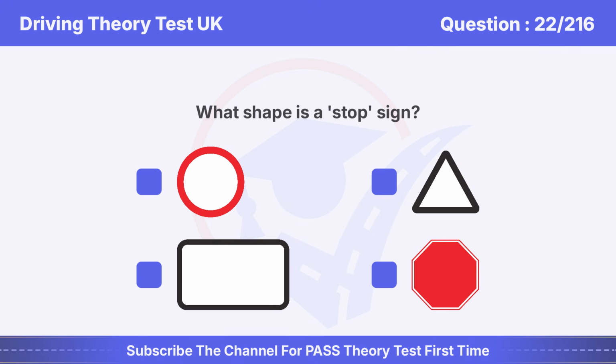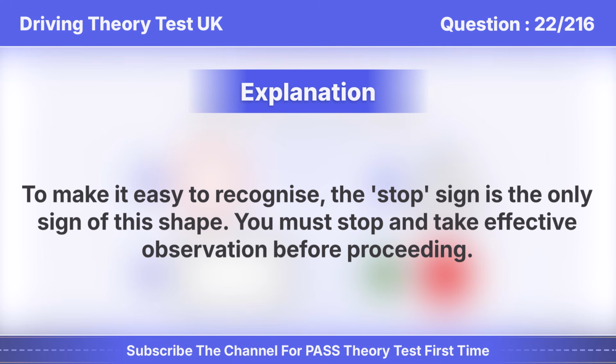Question 22. What shape is a stop sign? Answer is D. To make it easy to recognize, the stop sign is the only sign of this shape. You must stop and take effective observation before proceeding.